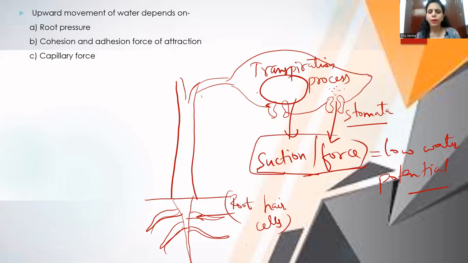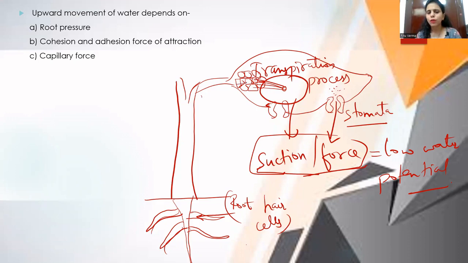Because of this suction or force, the water which is present here in the xylem vessels, we know that inside leaves we have vascular bundles, and in vascular bundles xylem vessel is present. So because of this suction or force created due to low water potential in the leaf, the water present inside the xylem vessel starts moving outside the xylem vessel and fills the air spaces. From the air spaces, the water enters inside the cells for the process of photosynthesis.